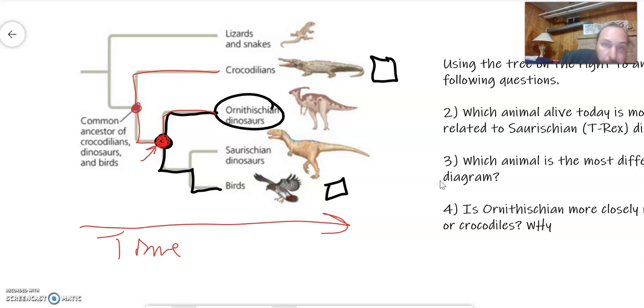All right, so there you go. That's how you tell the relationships between things, by reading a phylogenetic tree. I hope this helped.